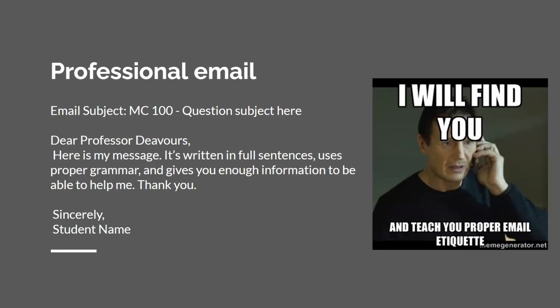So things that I ask for are that you put MC100 in the email subject. The question subject should go in that subject line in the email. That will help me to know what class you're talking about, as well as what your question is, before I even open up the email. Then make sure you put a salutation in there. You can call me Dr. Devers, Professor Devers, just something professional. Then write out your message in full sentences, proper grammar, and make sure you give me enough information so that I can help you. Then make sure you sign your name.